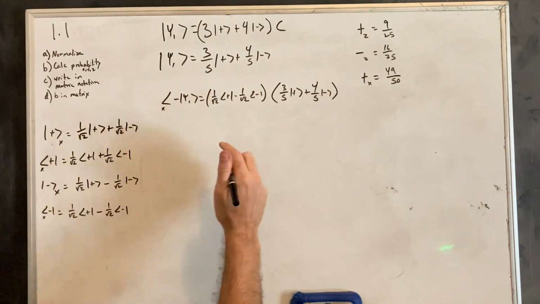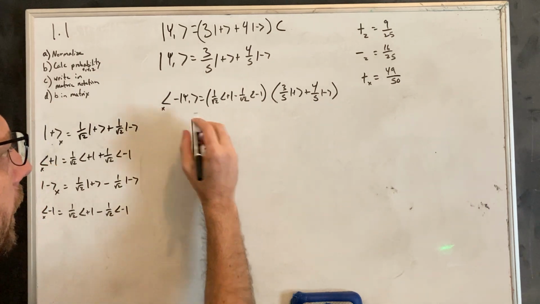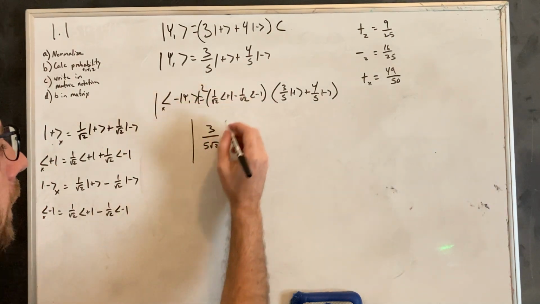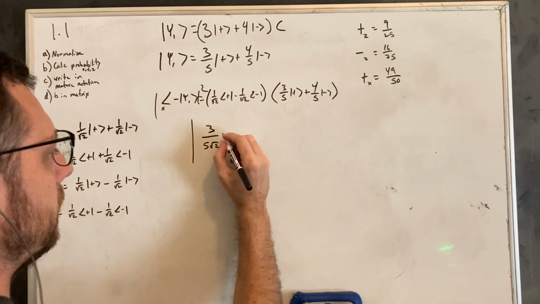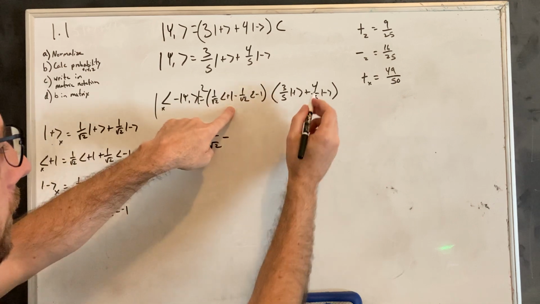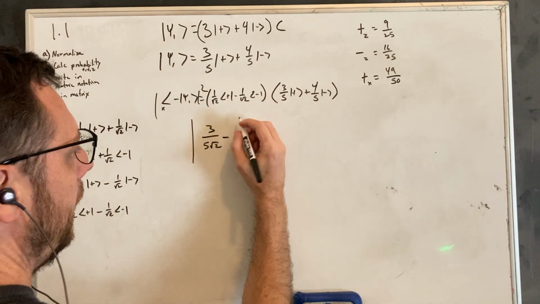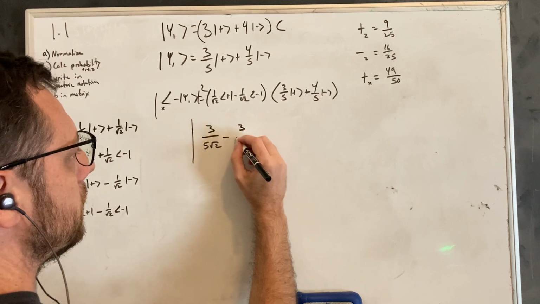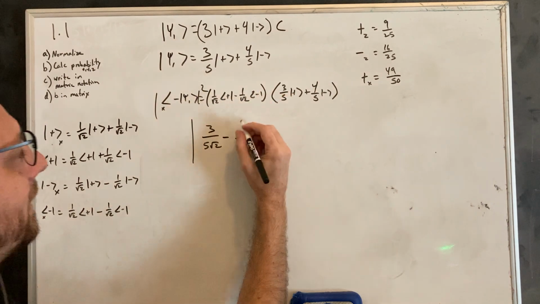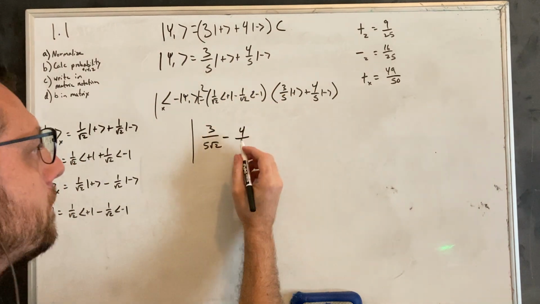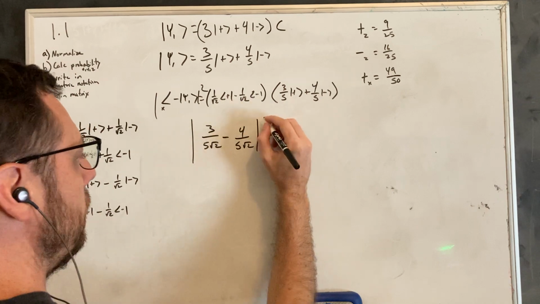Our plus and our plus is going to give us 3 over 5 root 2. And here, we have a negative and a positive. That's going to be minus. So negative 1 and 4, that's a multiplication, so I mean negative 4 times 1, and then over 5 root 2. Now I can do subtraction.